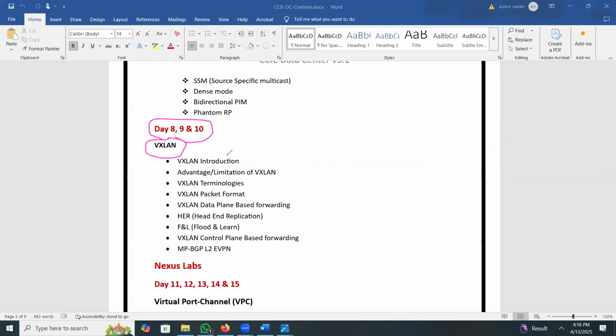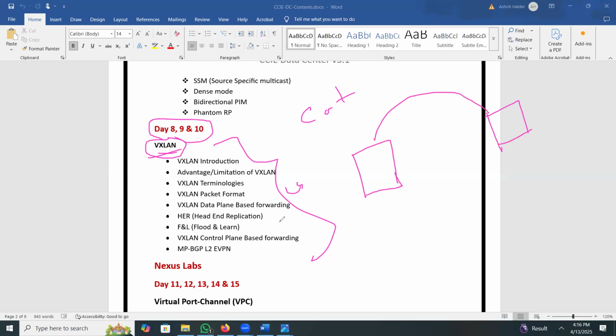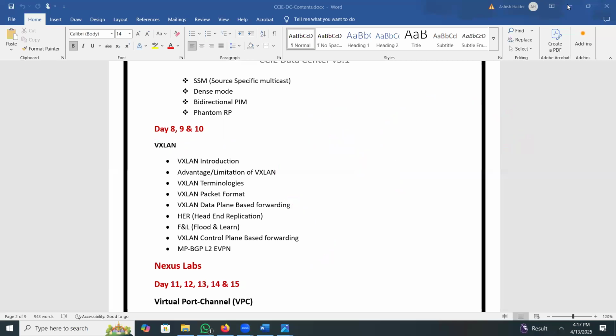Okay, CCIE Data Center. VXLAN we can configure on Catalyst switches, and also on Nexus switches. So why is it used? It is basically used to connect data centers, DCI, data center interconnectivity. Okay, so VXLAN is very powerful. So let me show a slide.